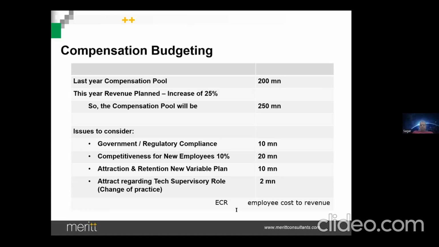Now you may say, but is it available publicly? Of course. Go to their annual reports, look at their revenue, look at their employee cost, divide it, and you will get the ECR. P&L statement. Simple. You just go to their annual reports and you will get this figure. So these are two ways of looking at your ECR, employee cost to revenue.